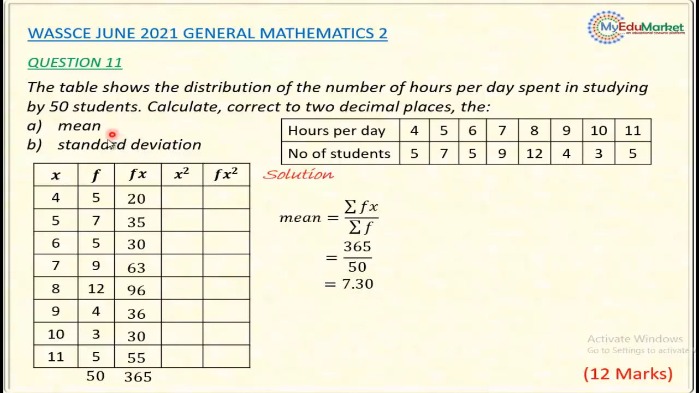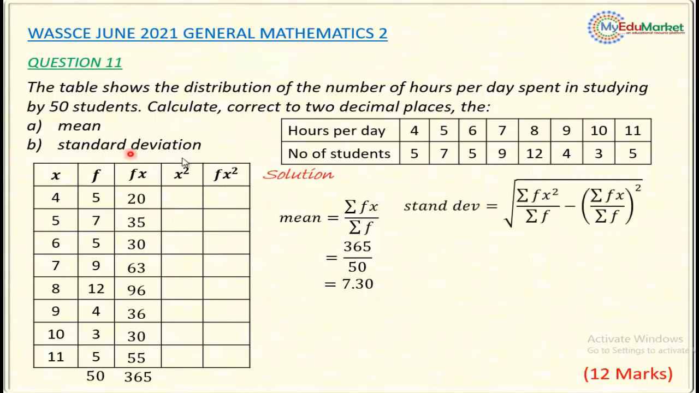I'll move to question number B, which asks to find the standard deviation of this distribution. So the standard deviation is given by the formula: square root of summation fx square all over summation f, minus summation fx all over summation f, whole squared. This is nothing but the mean. Look at it, summation fx all over summation f is this one. So I'll only square the mean.